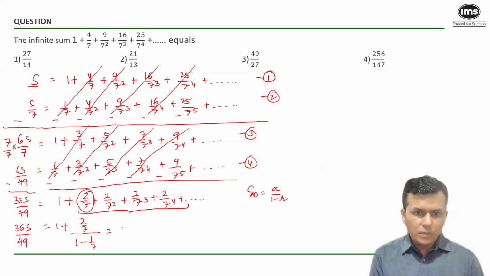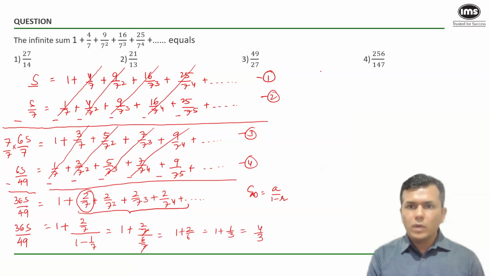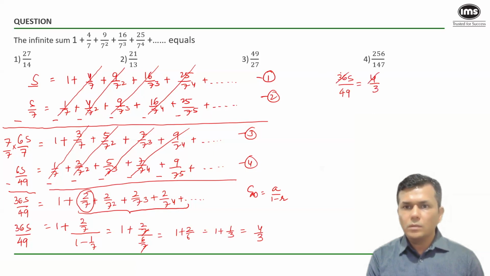Let's simplify this further. 1 plus 2 by 7 upon 1 minus 1 by 7, 6 by 7. 7, 7 cancel. So we have 1 plus 2 by 6, which is 1 plus 1 by 3, and hence 4 by 3. So what we are having now is 36S by 49 is equal to 4 by 3. If I cancel 4 here, I'm going to get S equal to 49 by 27, which is third option.